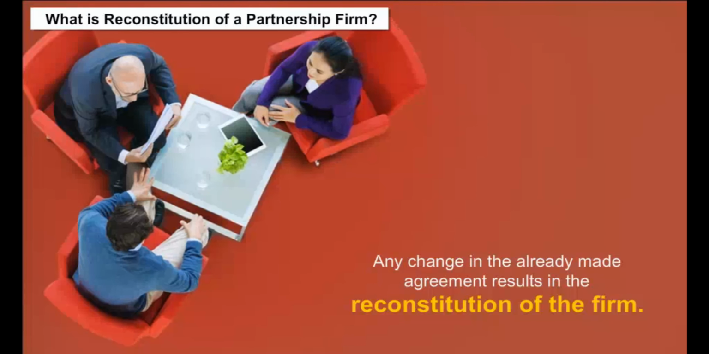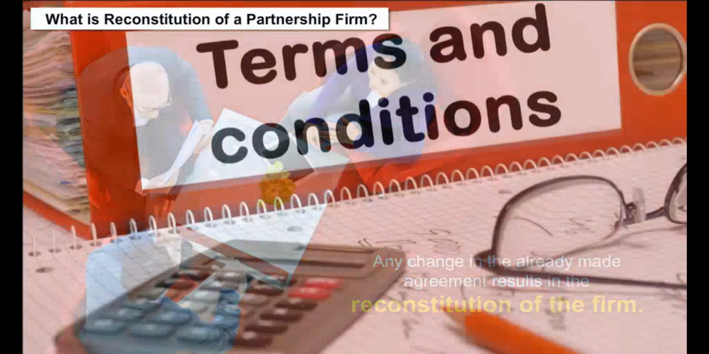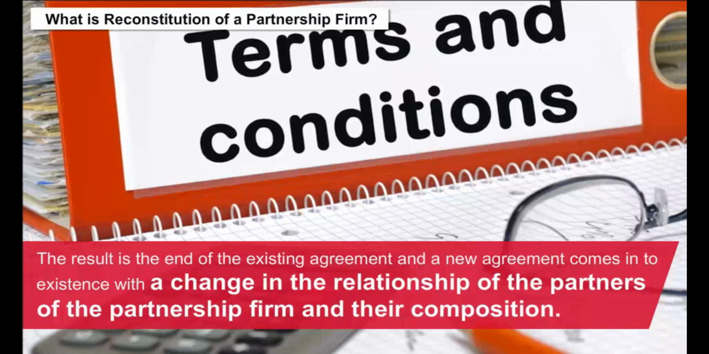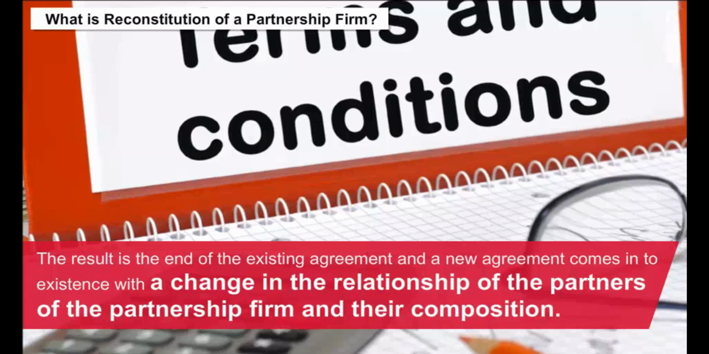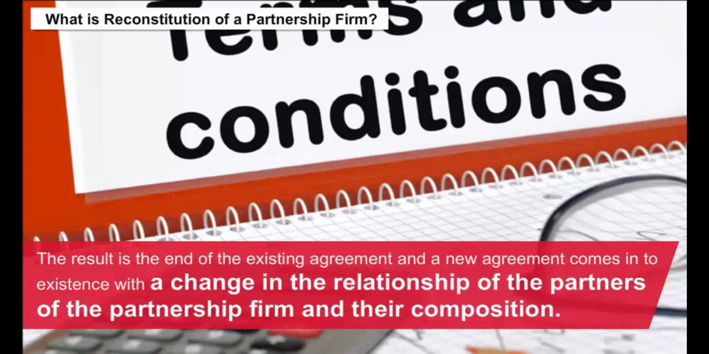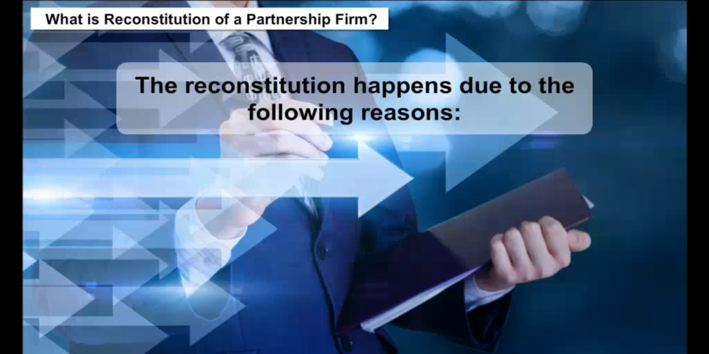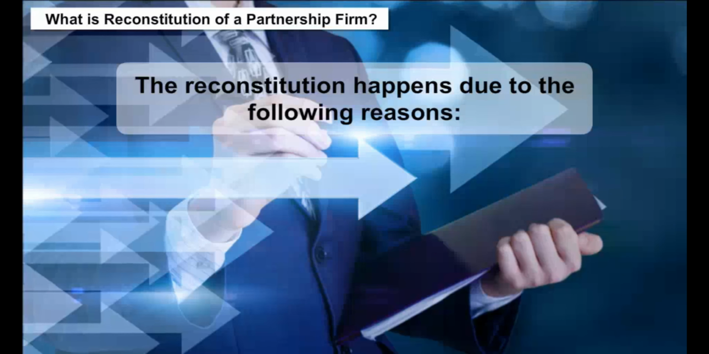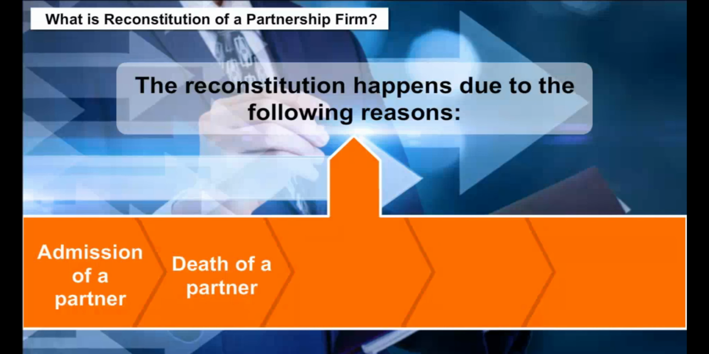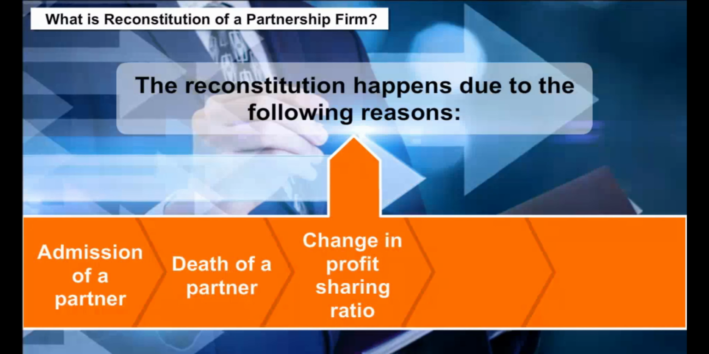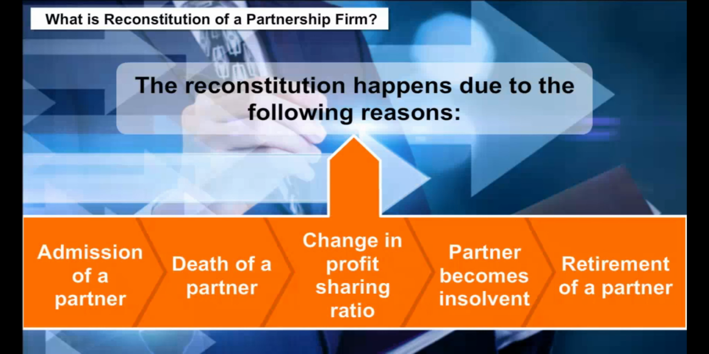Any change in the already made agreement results in the reconstitution of the firm. The result is the end of the existing agreement and a new agreement comes into existence with the change in the relationship of the partners of the partnership firm and their composition. The reconstitution happens due to reasons like admission of a partner, death of a partner, change in profit sharing ratio, a partner becoming insolvent, or retirement of a partner, etc.